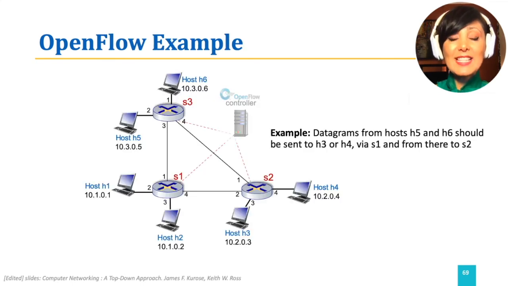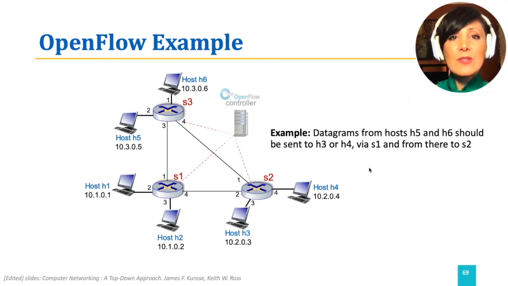And our last detailed generalized forwarding example. Assume we want the datagrams from host H5 and H6 to be sent to H3 and H4. And this needs to be performed through S1 and from there to S2. The OpenFlow controller will write the tables on S1, S2, and S3. H5 and H6 are connected to router S3.